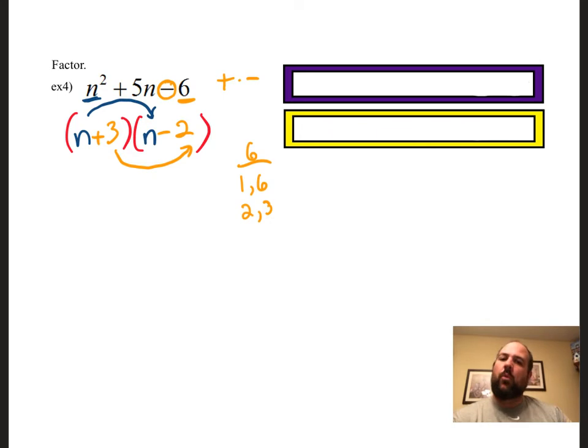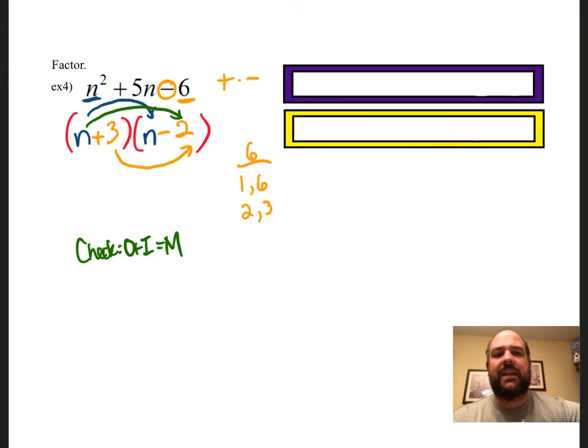What I would want to do to make sure my answer is right is check that the outside plus the inside equals the middle term. So in this case, if I check my outside multiplication, outside is negative 2n.